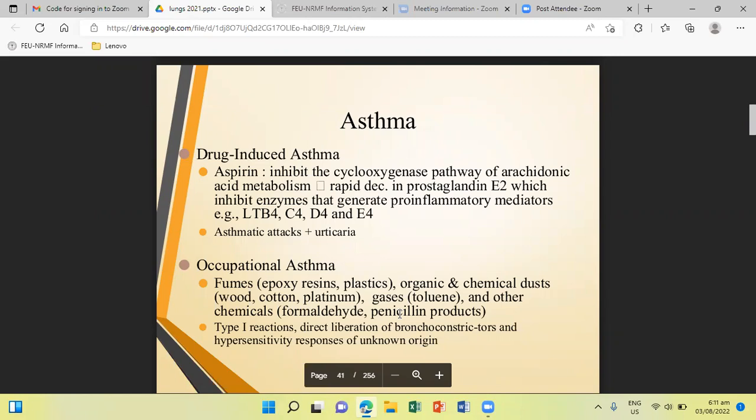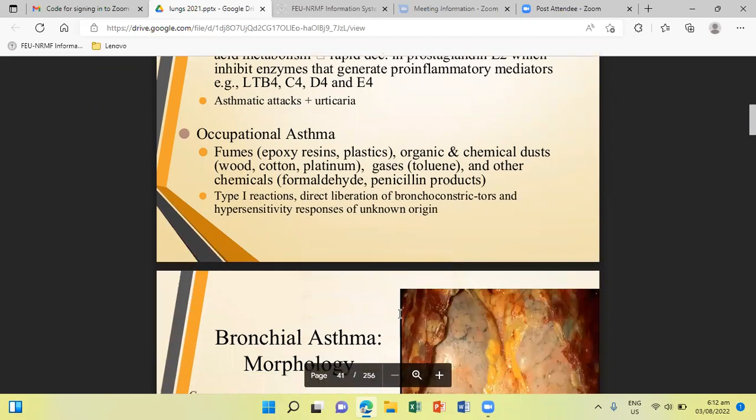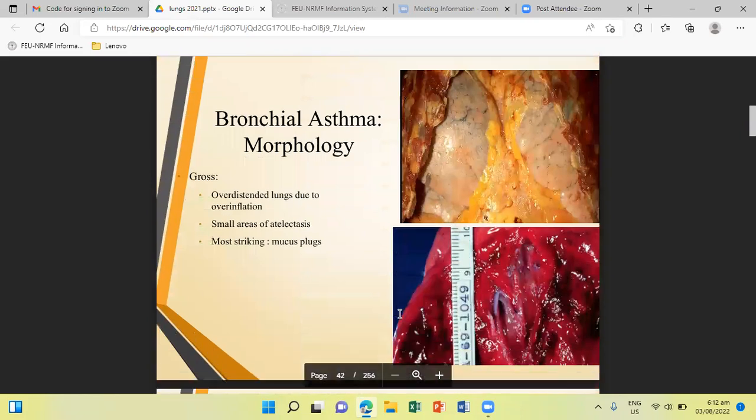Occupational asthma, which is the second category, is a form of asthma that may be triggered by fumes, for example, plastic, epoxy resins, organic and chemical dust, gases, and other chemicals like formaldehyde and penicillin. When you do an autopsy of a patient with asthma, it seems like the lung is basically coming out of the chest wall. The usual finding is what we call status asthmaticus. These are patients dying of acute severe asthma.